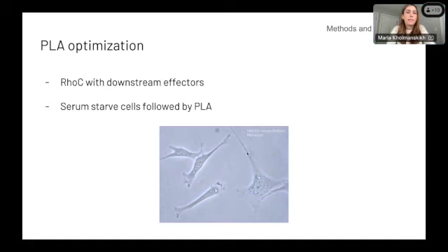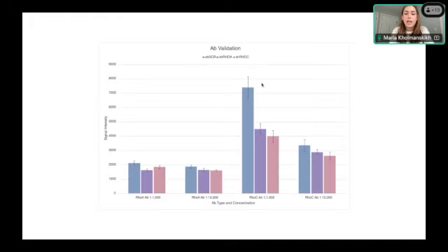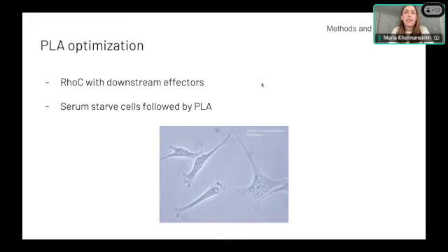This was followed by PLA optimization. And after the specificity was tested, PLA was optimized to measure RhoC interactions with their effector molecules. We serum starved cells followed by PLA to measure the RhoC to ROCK1 interaction. And again, this was followed by ImageJ analysis.